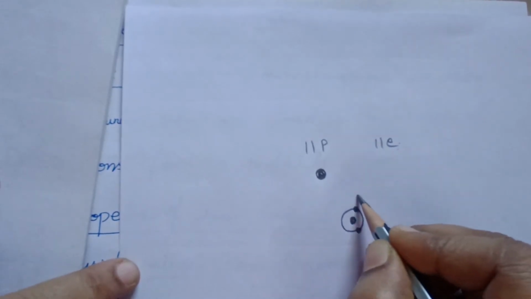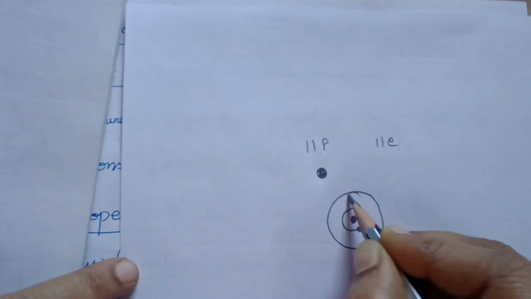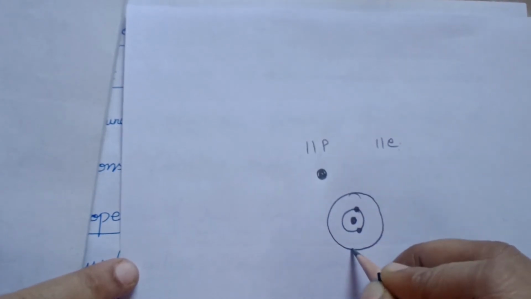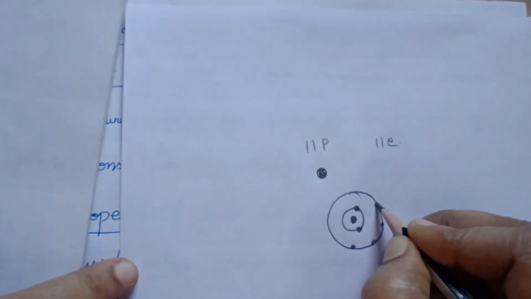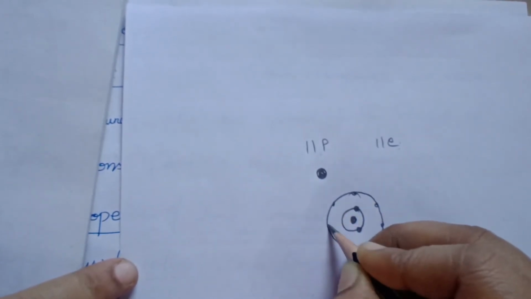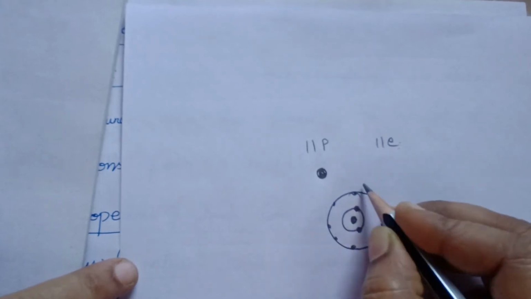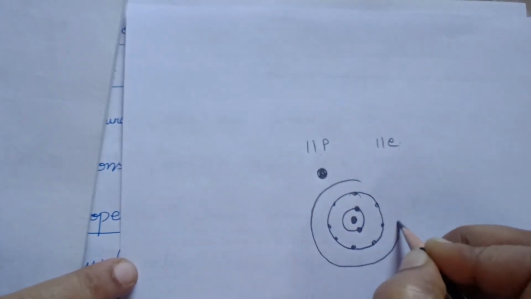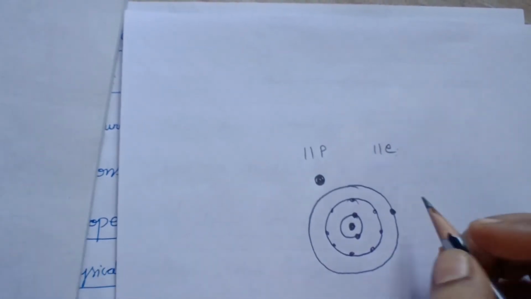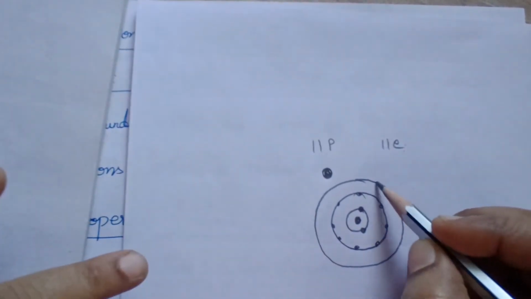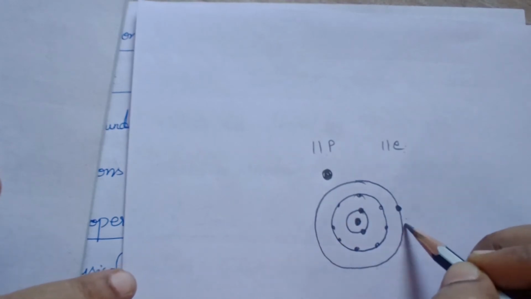So if you take this, here in the K shell, it has 2 electrons, and in the L shell, 1, 2, 3, 4, 5, 6, 7, 8. Totally 10 electrons are over, and only 1 electron is present in the M shell. It is difficult to get the remaining 7 electrons to complete the octet rule.